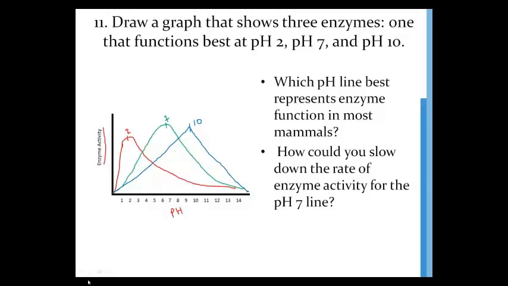Which enzyme best represents the functions present in most mammals? In most mammals, it's going to be right around pH 7. And again, this depends on what the enzyme is. Some enzymes are found in your stomach, which is more acidic, obviously, but generally speaking, pH 7 is what we expect to find in most mammals.